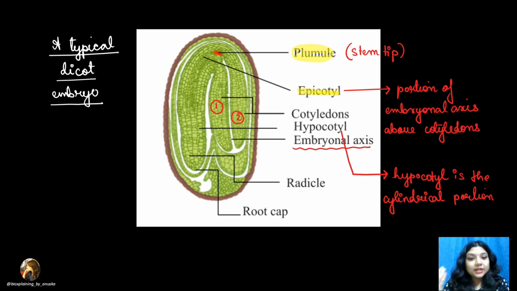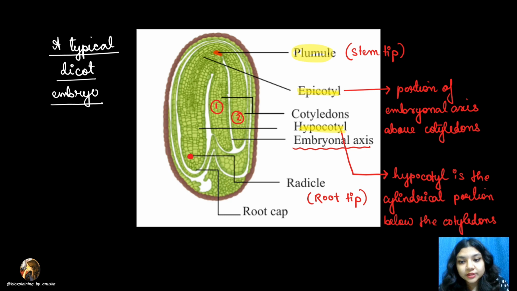Okay. Now, this cylindrical portion below the level of cotyledon, wherever the cotyledons are ending, below the level of the cotyledons, you see what we have present is the hypocotyle. That is the hypocotyle. Okay. So, cylindrical portion below the level of the cotyledons is the hypocotyle. And this hypocotyle will terminate where? It will terminate in the radicle.